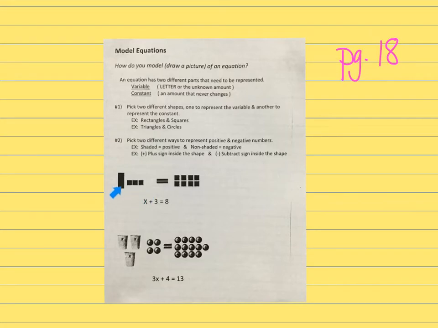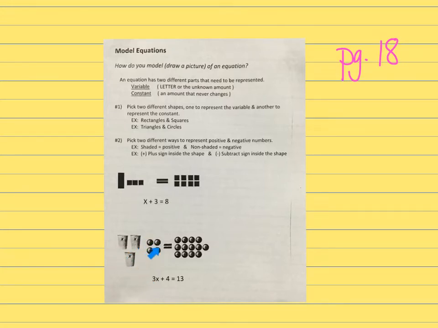So in this first example, there's a rectangle representing the variable. Then there's 3 little squares representing this constant number. Now on the opposite side of the equation, we have to use the same symbol to represent the other constant number. In the bottom, there are 3 cups to represent the variable, and they placed an X on top of the cup. So you know there's 3 X's, that these represent the variable.